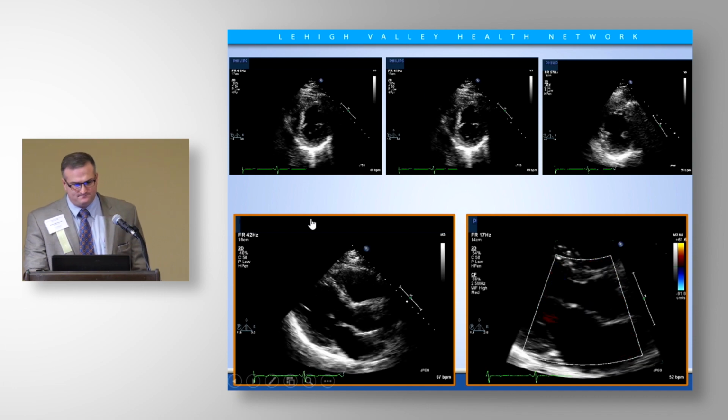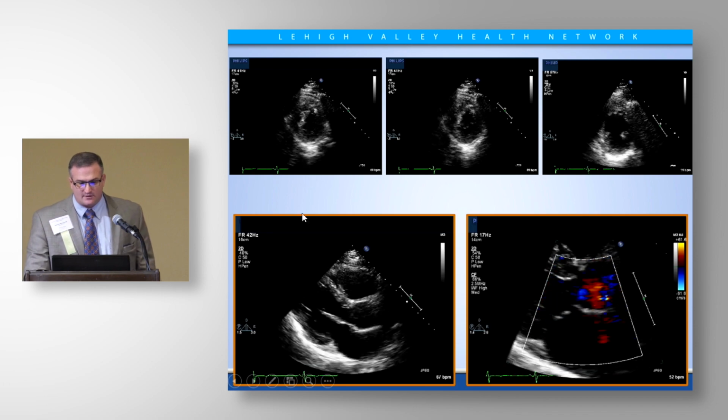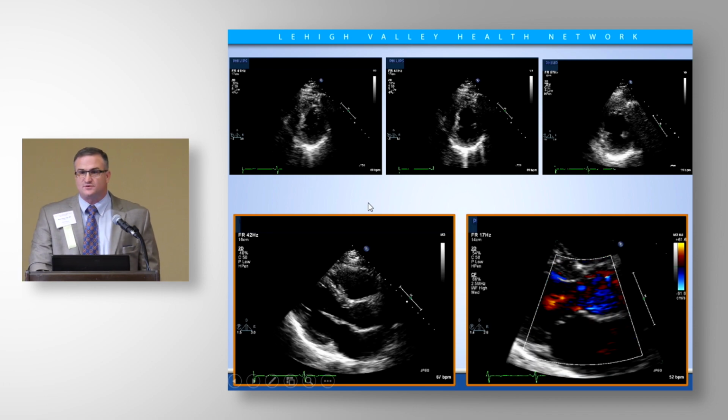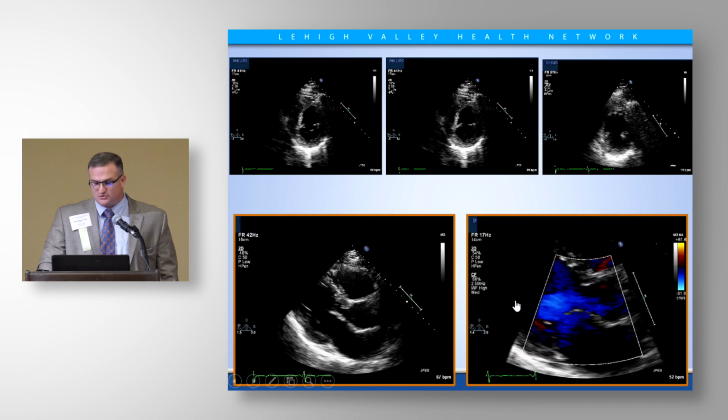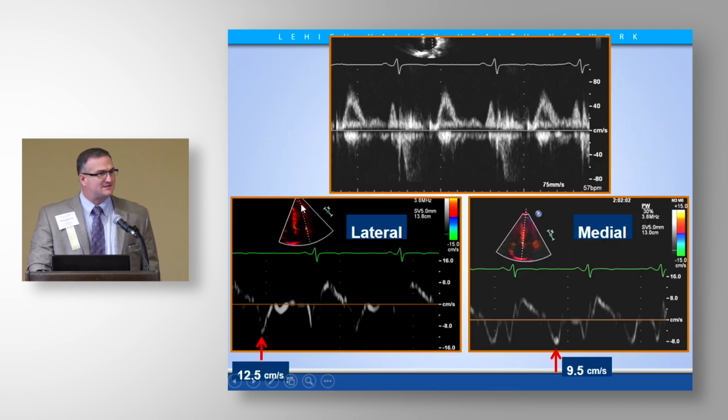Here's his echo. I can tell you the wall thickness was read as normal. There was no outflow tract obstruction, really no significant valvular heart disease. But when we got to Doppler, what we found was that there were some problems. This is not a normal Doppler.